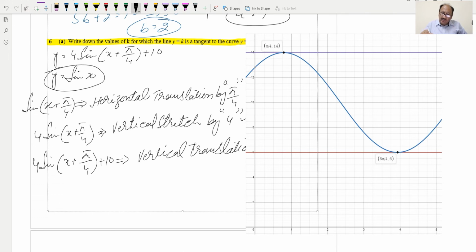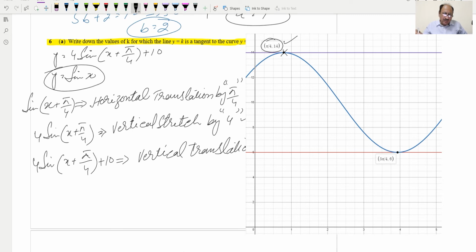So now this is sine, this is pi by 4 and 14. So for 10 units up, so vertical stretch by 4 units and then 10 units up. So that's why it's reaching to 14, and the lower part is from minus 1, it is reaching to 5, pi by 4 over 6. So this will be the minimum point.